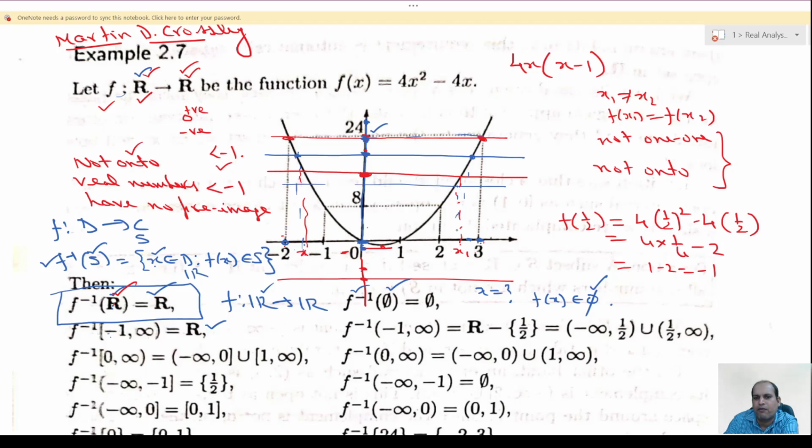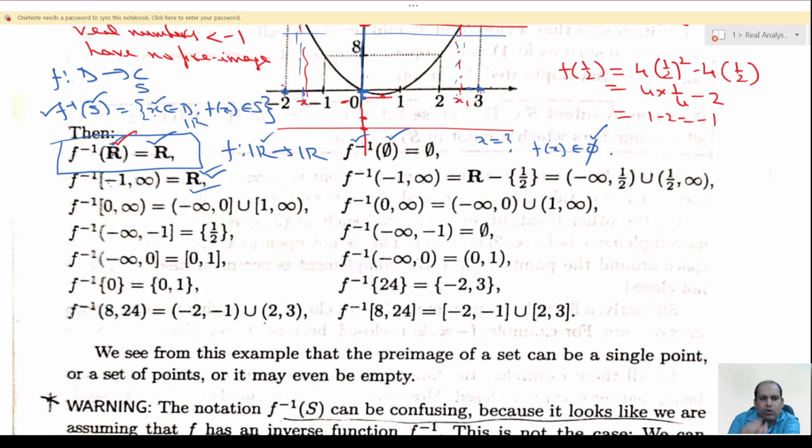So, we are getting the positive real numbers as well as negative real numbers including 0. So, whole R is there, the collection of all those x is basically whole R, the set of real numbers. So, this is the reason why the set-theoretic inverse of -1 to infinity is equal to R.